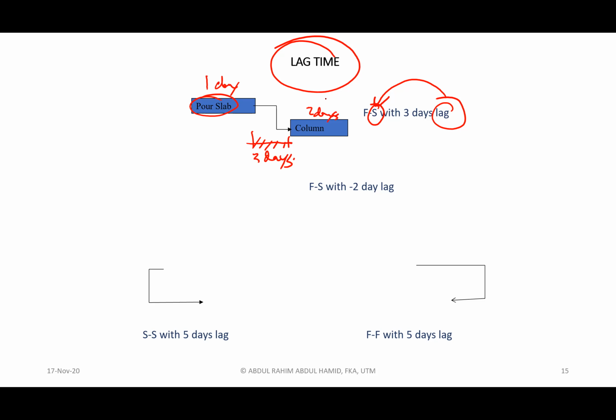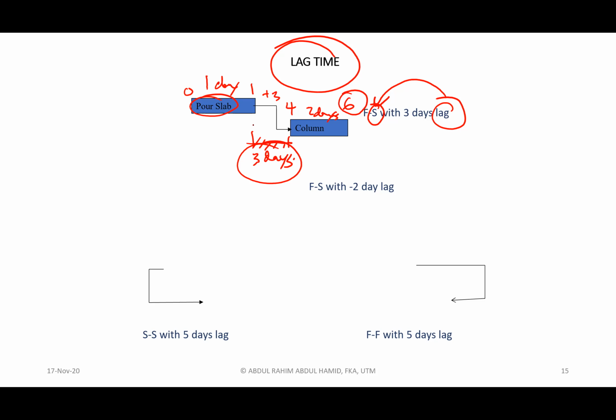Now if we do have lag, what would be the completion of the whole activity, from pouring the slab to the column? From the calculation, imagine this is 0. 0 plus 1 equals 1. Now you need to add 3. 1 plus 3 equals 4. 4 plus 2 equals 6. You see, the whole process is now completed in 6 days. Why? Because you indicate there is a waiting period. So this is how lag will influence the way we calculate our network diagram.